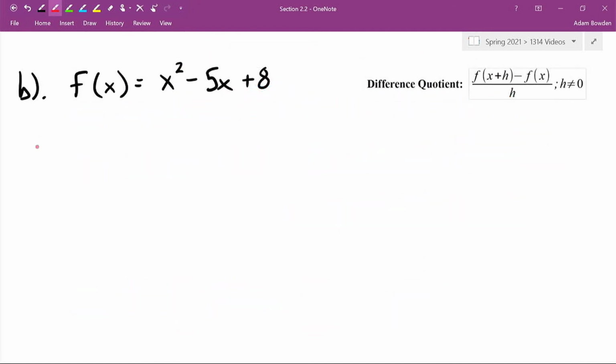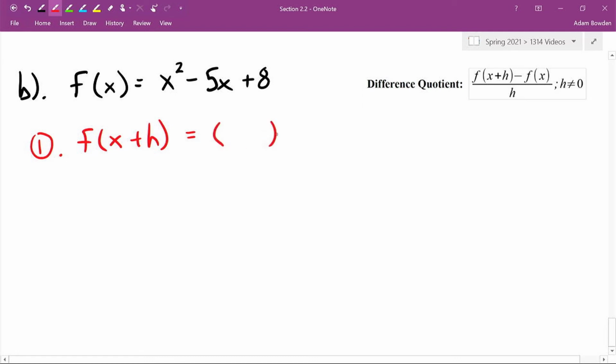Okay, now for this next one, we'll go through the same steps, starting with f of x plus h. Now looking at the function up above, we have x squared. So in the place of x, I'm going to put x plus h. So we're going to get (x plus h) squared minus 5 times (x plus h) plus 8.